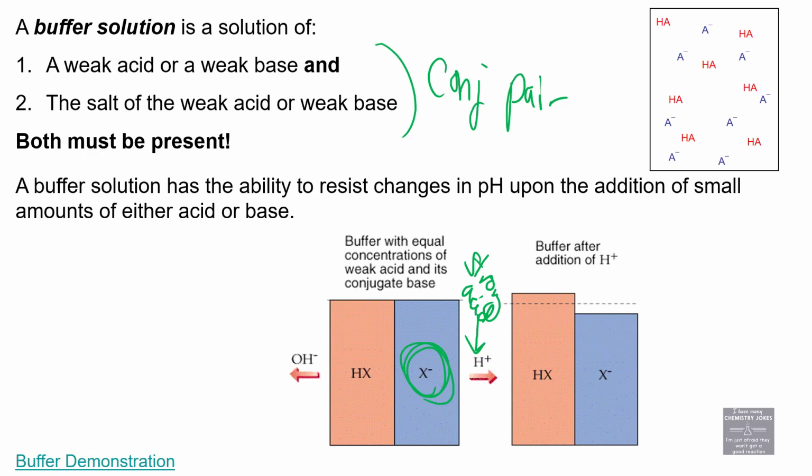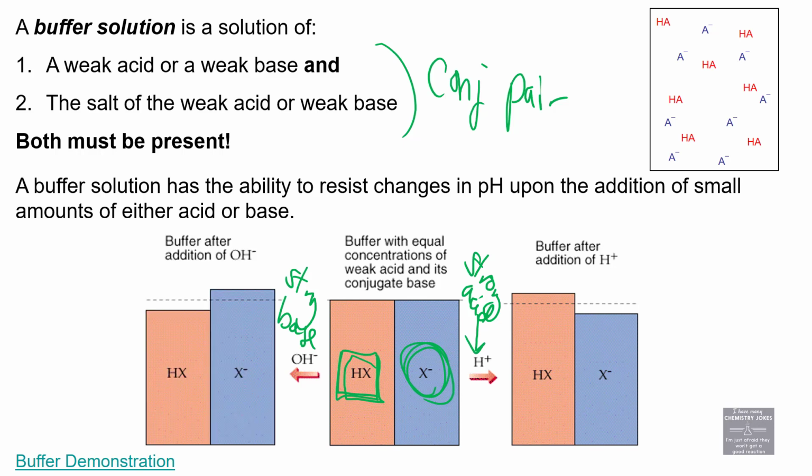Conversely, if you add some OH-, which is strong base, that strong base will react with the HX from your buffer system, and it will decrease the amount of HX that you have and increase the amount of X-, so our seesaw swings the other direction.